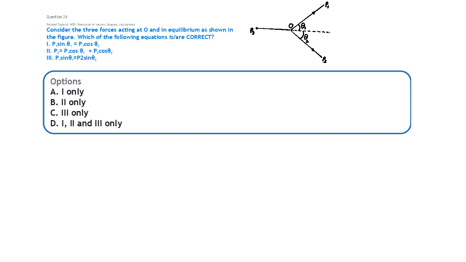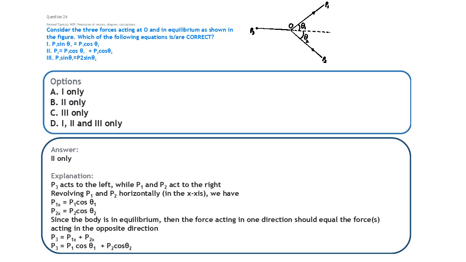So if we resolve these forces in the horizontal, since the angle of inclination is to the horizontal, then we'll be using cos. So resolving this in the horizontal is going to give us p1 cos theta 1. That is, the horizontal component of the force p1 is going to be p1 cos theta 1. That of the force p2 is going to be p2 cos theta 2.